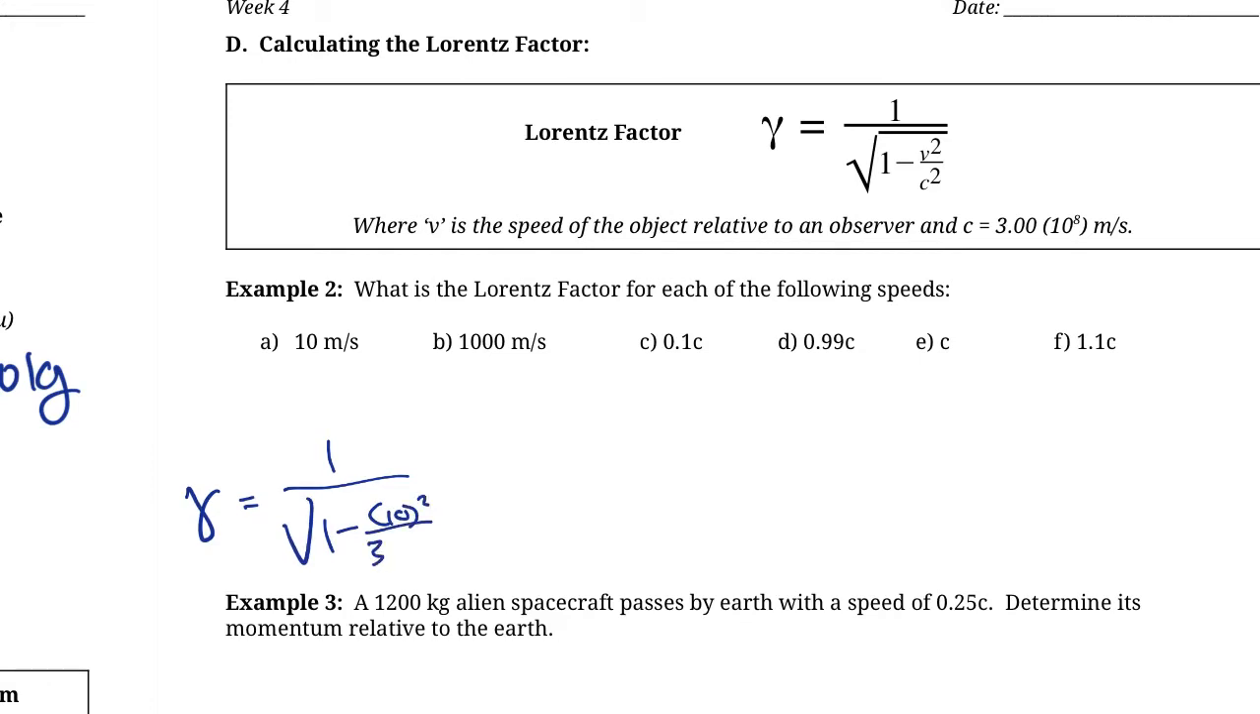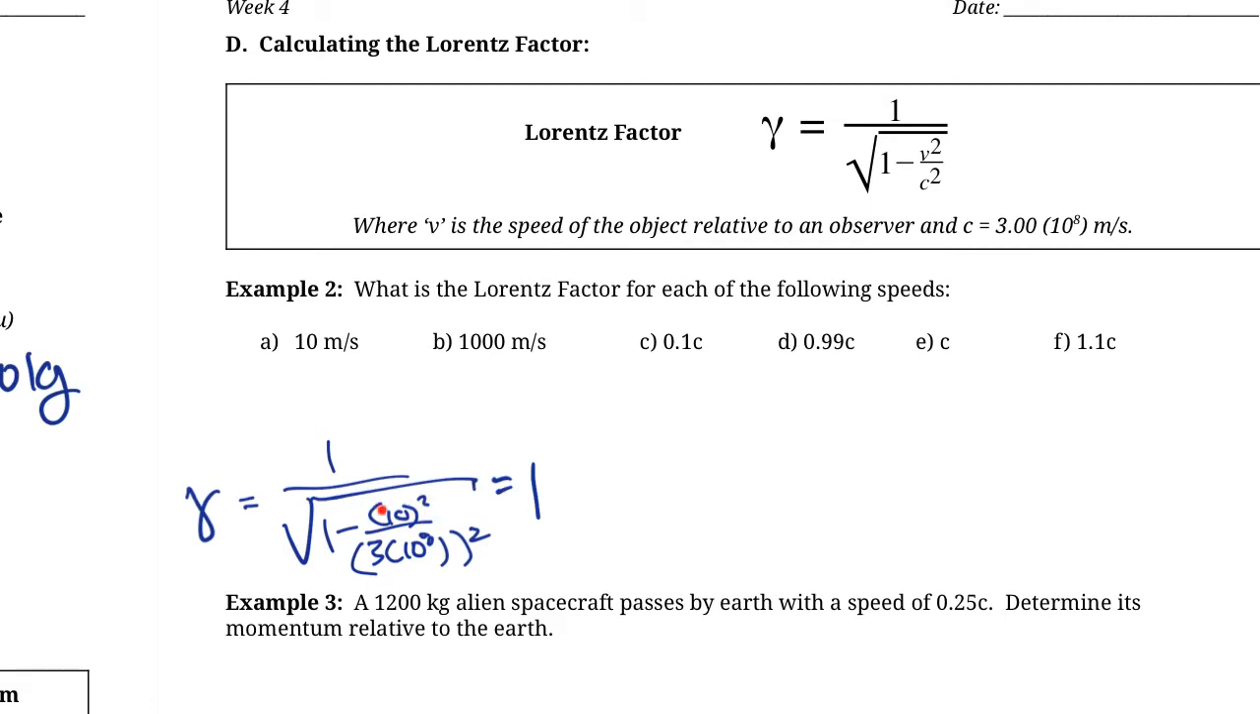And then there you go, 3 times 10 to the 8, all squared. Don't forget to square the speed of light. So if you actually plug this into your calculator, I don't know about you, but my calculator just tells me 1. Which is a bit strange because we're doing all these complicated things, but let's look at what we're actually doing.